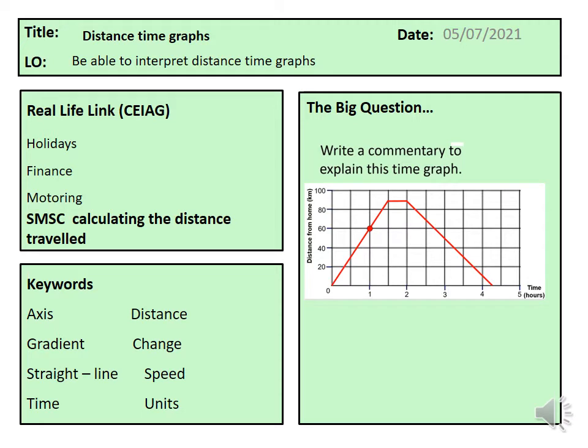Hopefully we will be able to interpret distance time graphs by the end of this lesson. Your keywords for this lesson are axes, distance, gradient, change, straight line, speed, time and units.